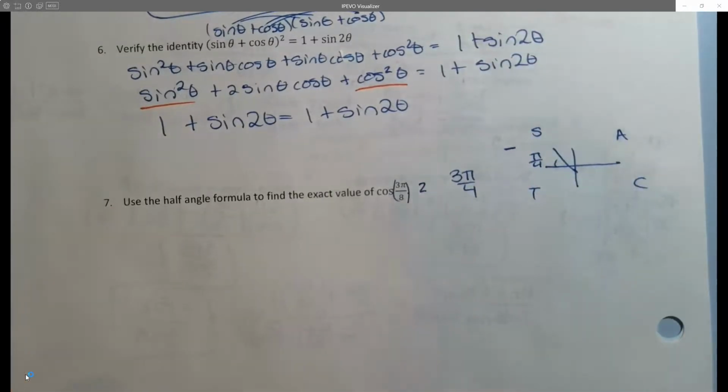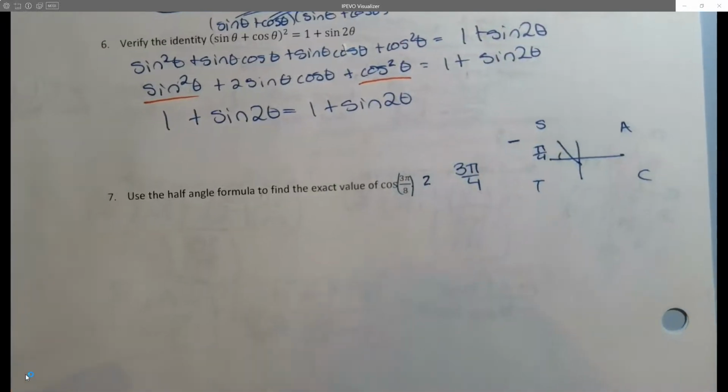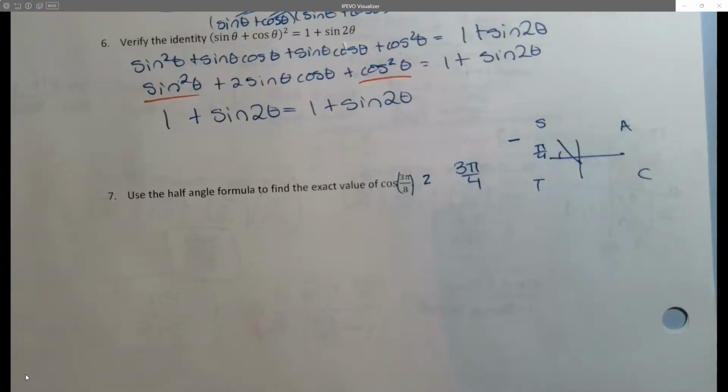So cosine of pi fourths is regularly square root of 2 over 2. But in this quadrant, it's negative. So I'm going to use the half angle formula.